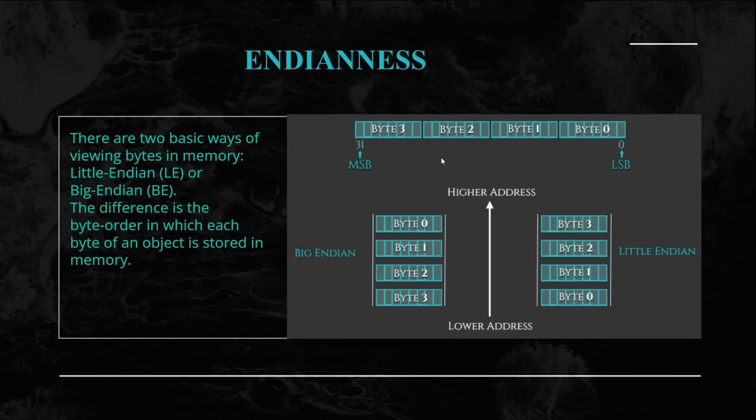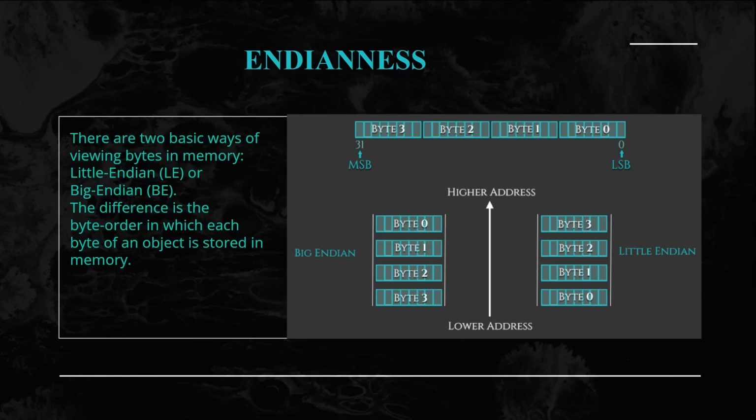On Little Endian machines like Intel 32-bit or 64-bit, the least significant byte is stored at the lowest address. The lowest address is the address closest to 0. On Big Endian machines, the most significant byte is stored at the lowest address. Now let's simplify it further.